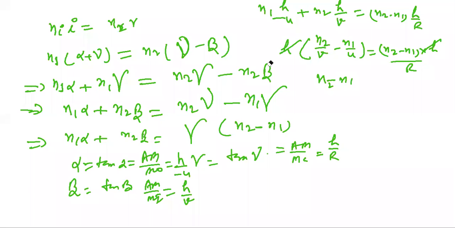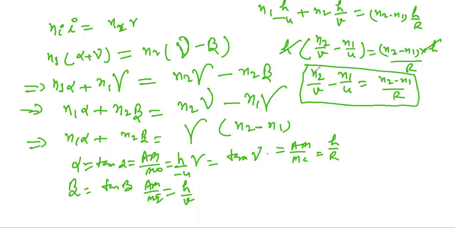Here what you do? You will be writing N2 upon V minus N1 upon U. This will become (N2 minus N1) upon R. This is a formula. This is the spherical lens formula.